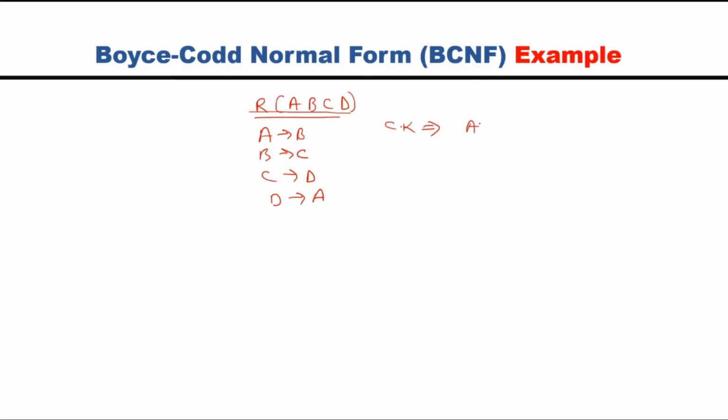So if you try to find out A plus, clearly you can see that A is determining B, B is determining C, C is determining D. So you can write it, it is determining A, B, C, and D. Then what about B plus?